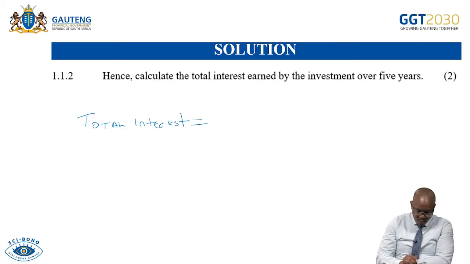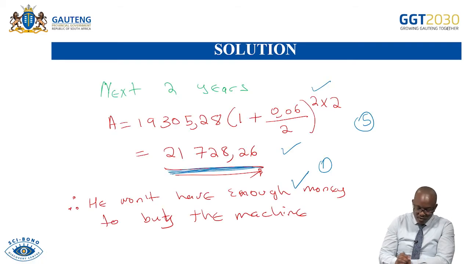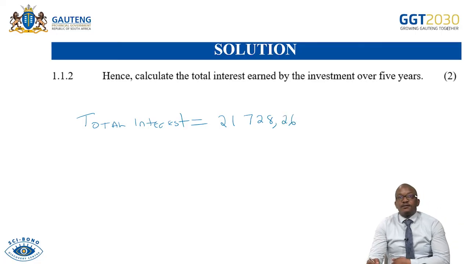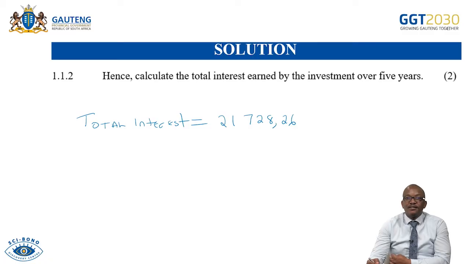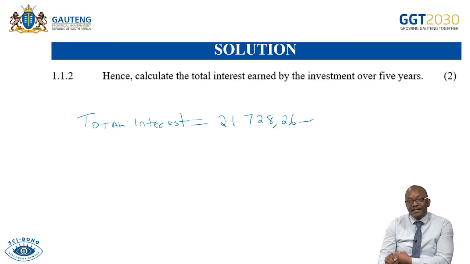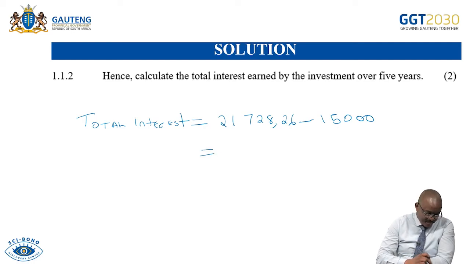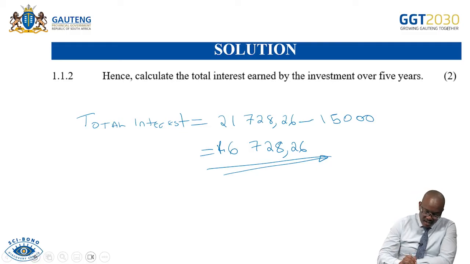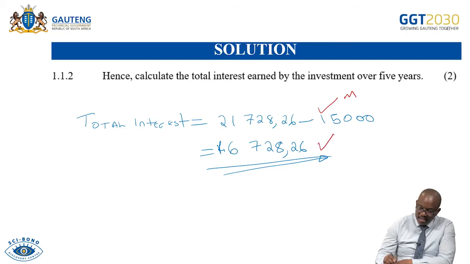it's equal to, remember, what we have accumulated. What we have accumulated over 5 years is 21,728 rand and 26 cents. Correct? We subtract the money that was deposited, which is 15,000. Then now we are going to get our interest earned over 5 years, which is 6,728 rand, so that is the interest earned for 2 marks. Remember, how do you accumulate your 2 marks is the method and the answer. Correct? That's how you accumulate your 2 marks there.